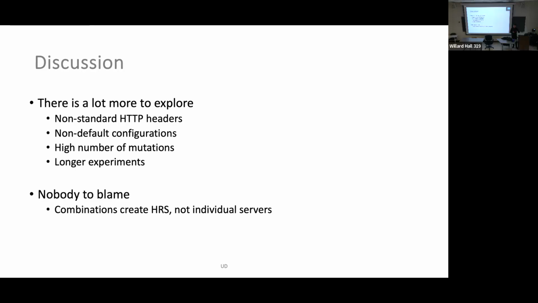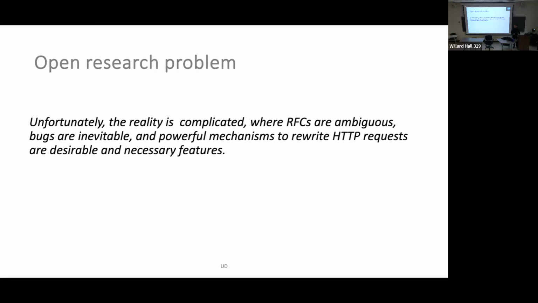Because we see more of that, it means that you have more of these technology combinations, right? You have your Apache server, and you're getting requests from some other third party, which can then lead to issues, right? So all of these things can lead to this problem. So there is an open research problem, of course. This issue is something that's worth looking into. The reality is complicated, right? RFCs are ambiguous, bugs are inevitable.